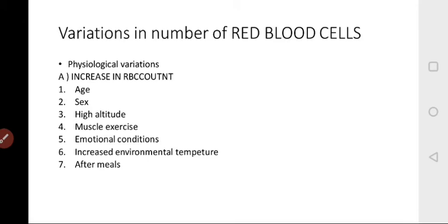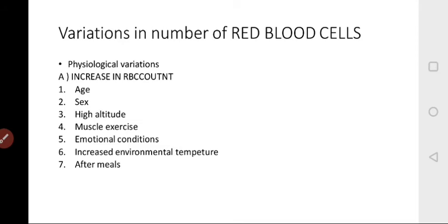Spleen stores RBCs. Hypoxia increases the sympathetic activity, resulting in secretion of adrenaline from the adrenal medulla. Adrenaline contracts spleen and RBCs are released into blood. That is the reason why there is increase in RBCs during muscular exercise. Fifth, emotional conditions. RBC count increases during emotional conditions such as anxiety. It is because of increase in sympathetic activity, as in case of muscular exercise.